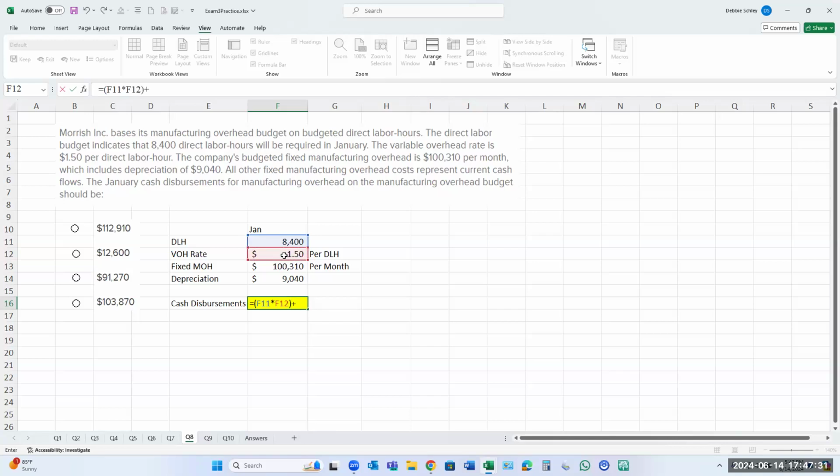plus the fixed manufacturing overhead minus depreciation. So figure out my variable, figured out my fixed, and added them together. So my cash disbursements will be $103,870.